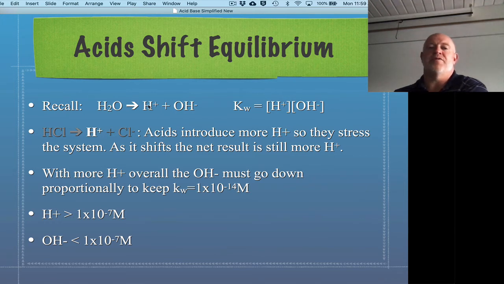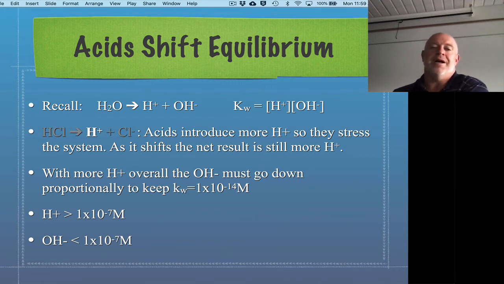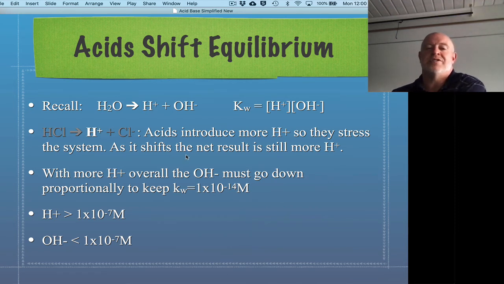Okay? Which means if we see a spike here, the equilibrium will shift to the left over here, which means hydroxide ions will decrease. We'll make more water and we'll stabilize those hydrogen ions by using some of them up. But because we actually put extra H+ in solution, the net result is that we're going to have more H+ overall and the OH- must go down. It has to happen proportionally because Kw has to stay 1 times 10 to the negative 14.